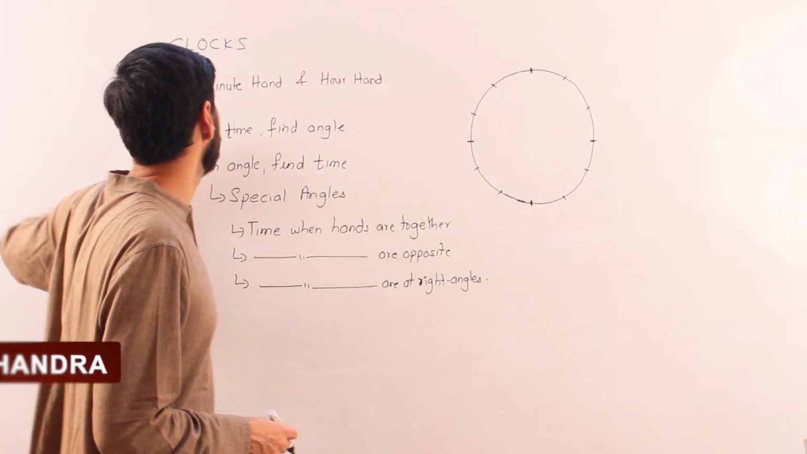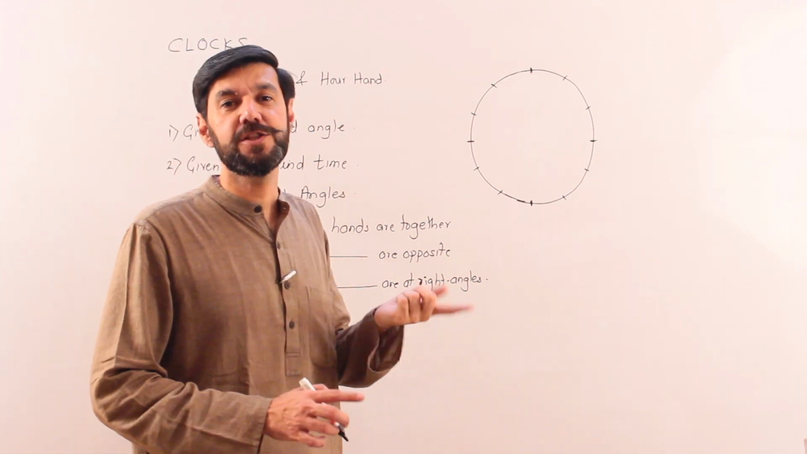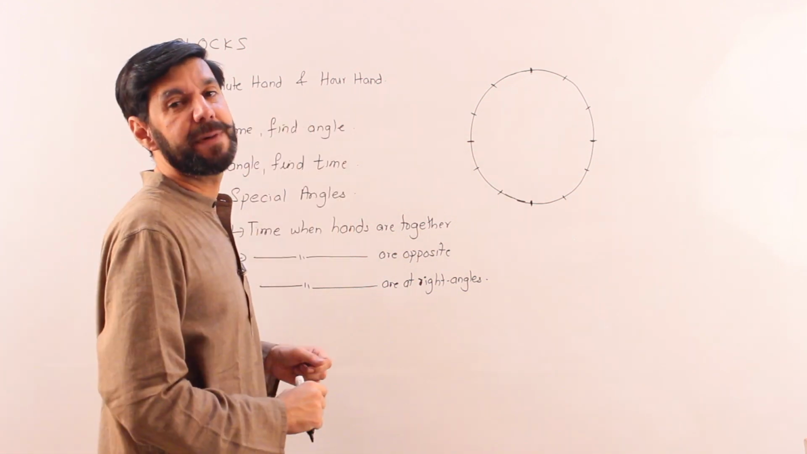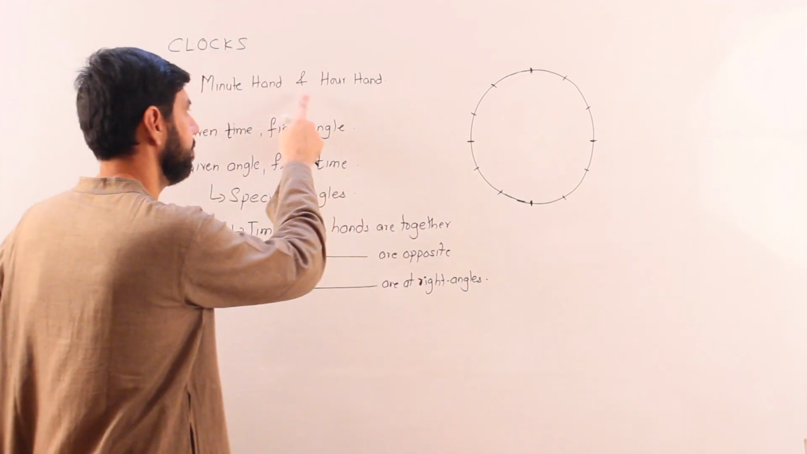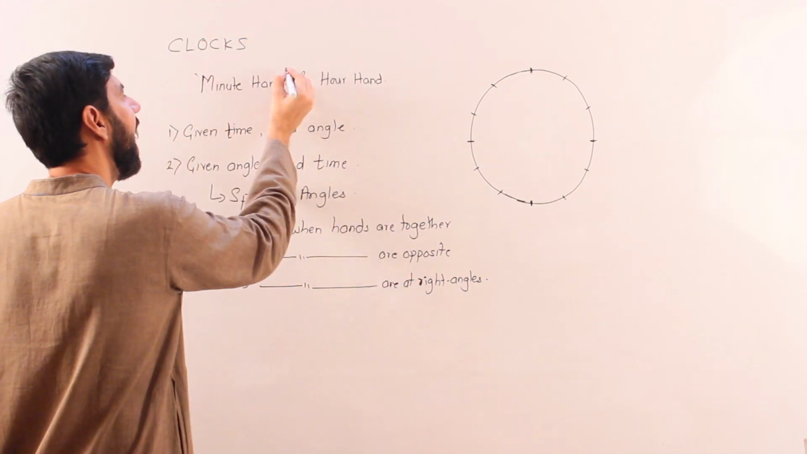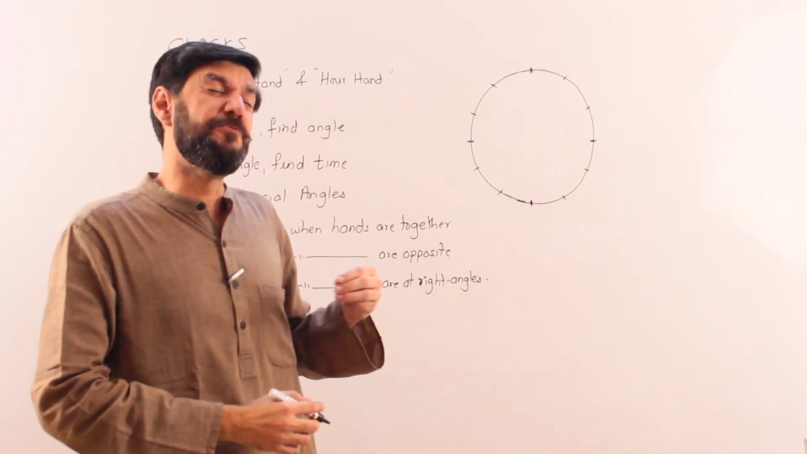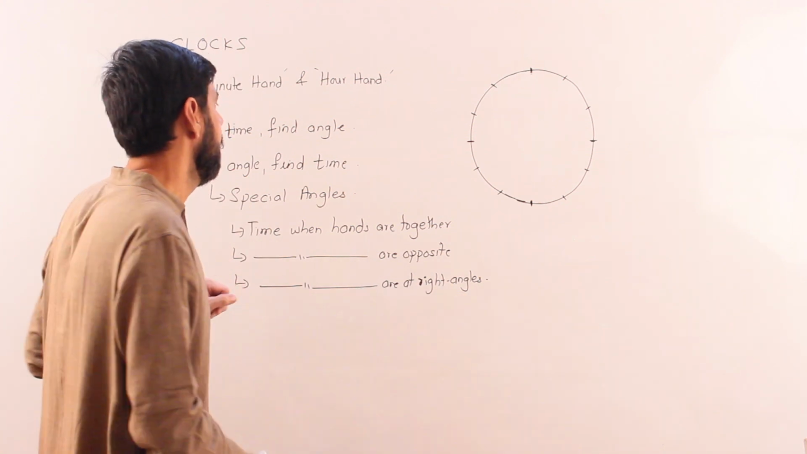Meet again. This time we will cover the topic clocks. In clocks, we are focusing our attention on the relative placement of the minute and the hour hand. By relative placement, I mean the angle between them. So when we say hands, we typically refer to the minute and the hour hands. Very, very rarely is the second hand going to come into question.